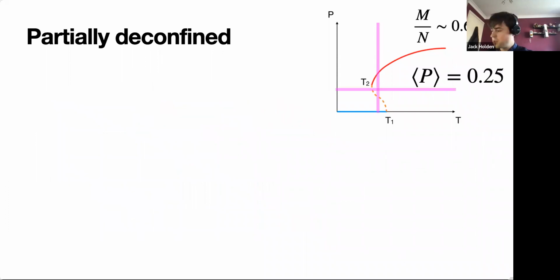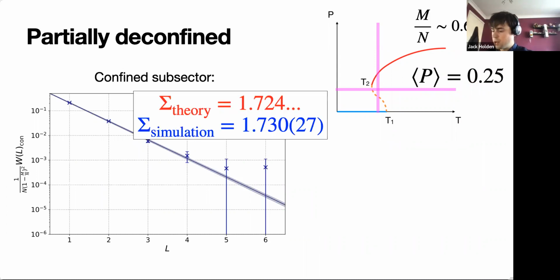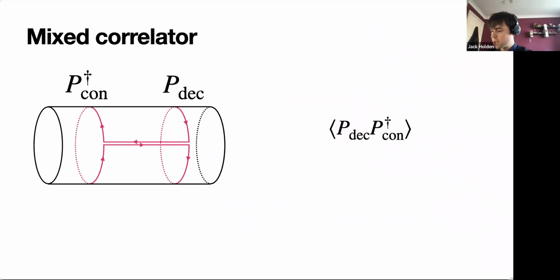We can do this at another point along the saddle. This time we pick P to be 0.25. And again, we see this linear potential in the confined subsector with a gradient in agreement with our conjecture. And in the deconfined subsector, we see no such linear potential again.